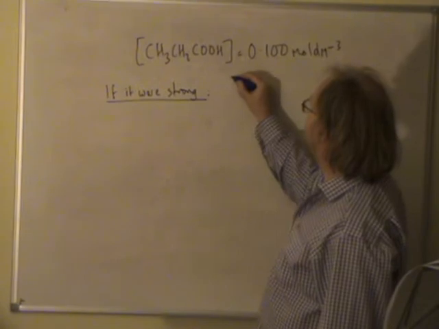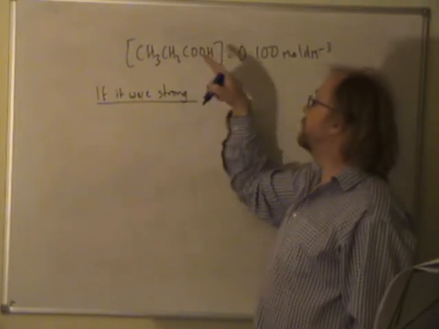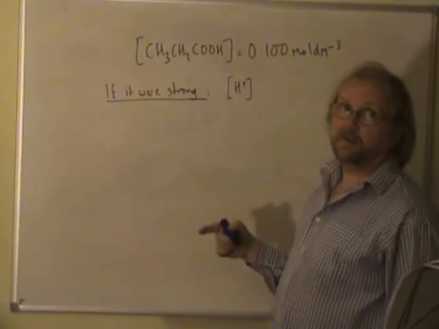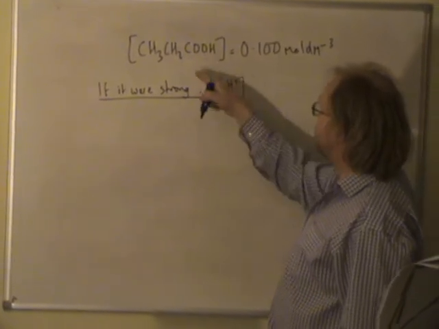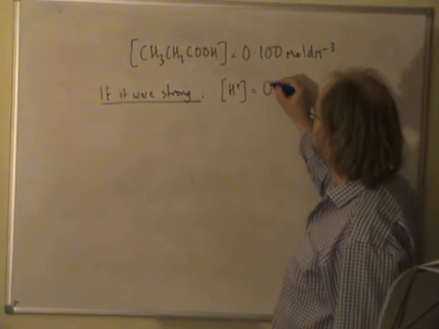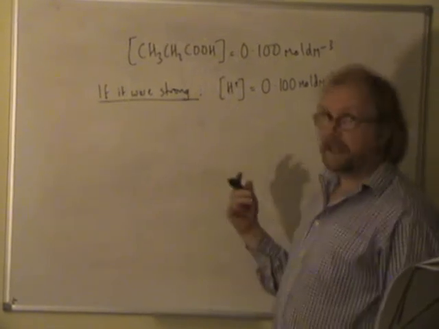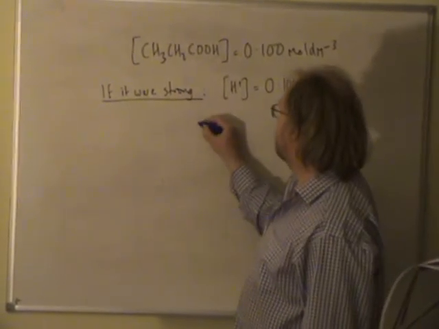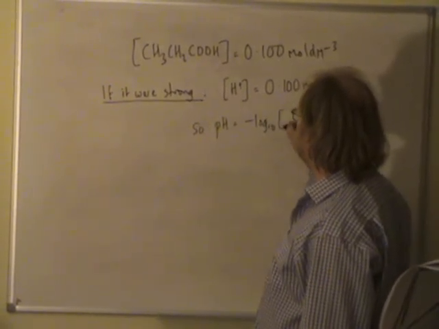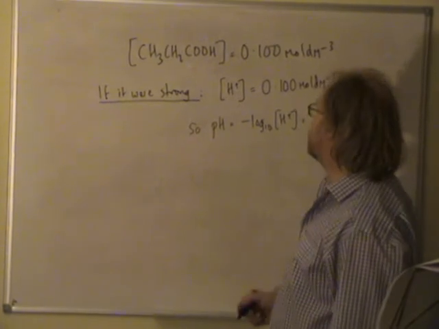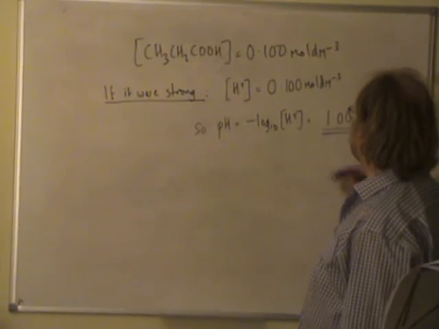So if it was strong, then every single molecule would break up to give an H plus ion and a propanoate ion, and therefore the concentration of H plus would just be the same as the acid concentration, because all of it would have broken up to form H plus. And if I know the H plus concentration, I know what the pH would be if it was strong. pH is minus log to the base 10 of the H plus concentration, and if you take minus log of 0.1, you get 1.00.